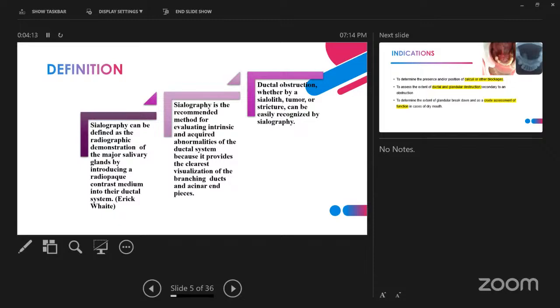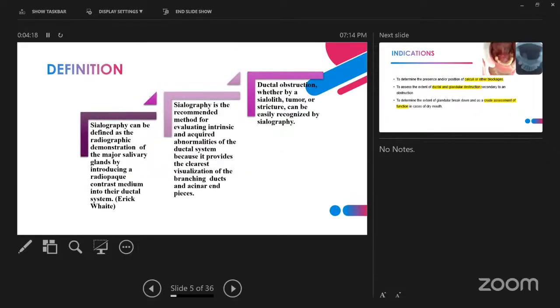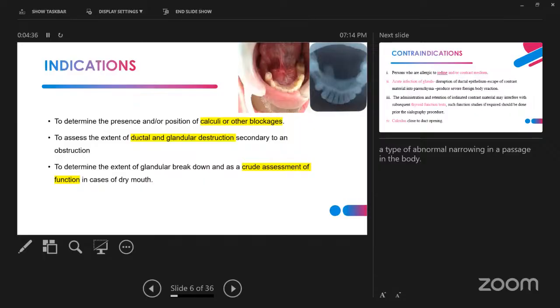So indications of xylography include: we can evaluate the intrinsic and acquired abnormalities, and get clear visualization of the branching ducts. If there is any ductal obstruction like sialolith, tumor, or stricture, that is narrowing of the duct, these can be recognized by xylography. Indications also include to determine the position of calculus, to assess the glandular destruction, and also to assess the function of the salivary gland.